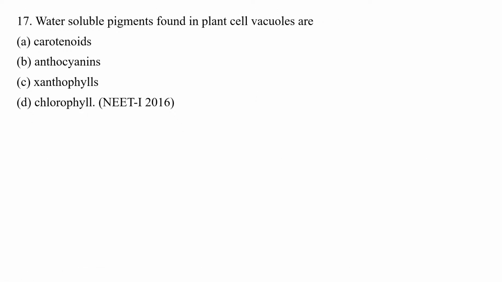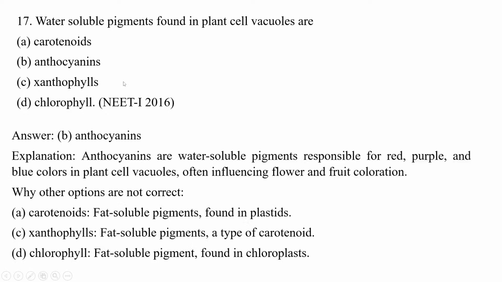I'll read the question again, and it will help you to solve it. I'll help you to solve this question and also give you the explanation. Water soluble pigments found in plant cell vacuoles are, and four options are given. Carotenoids are definitely not water soluble because they are fat soluble pigments. Xanthophylls are also fat soluble, and chlorophylls also. So the correct answer is anthocyanin.